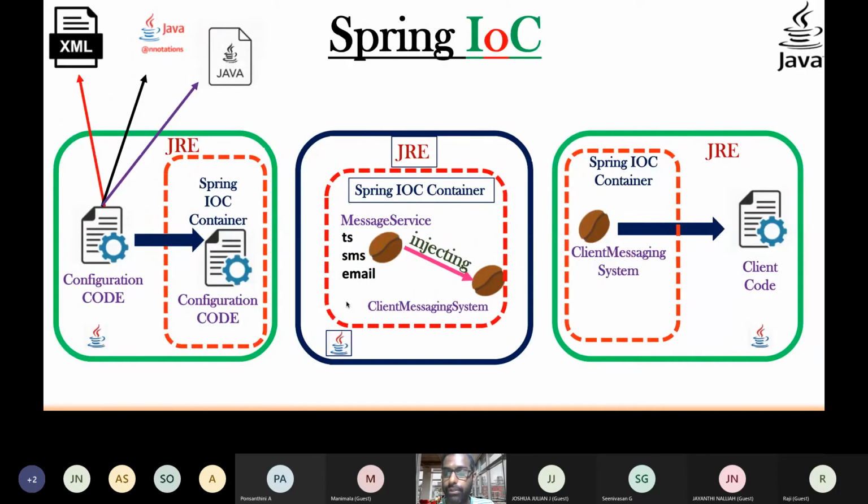So what are the three things that we saw today? Manual injection, factory pattern based injection, and Spring IOC based injection, dependency injection, inversion of control. Correct?